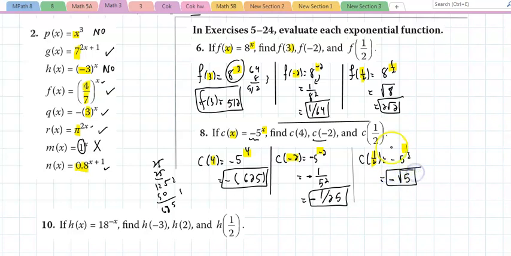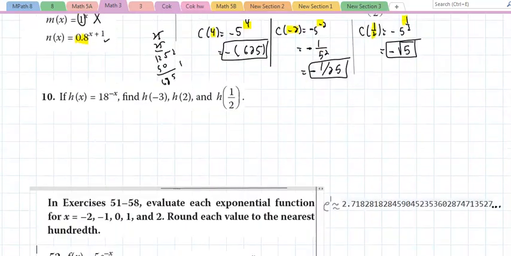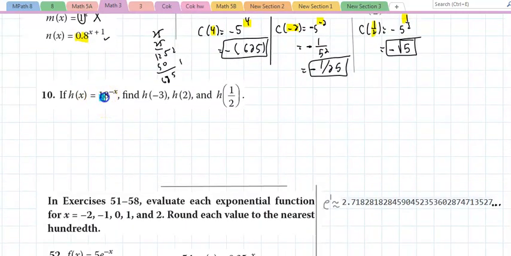Again, if they wanted the negative to be included, they would have put it in parentheses. They didn't, which means that the exponent of x belongs to the base, and the base happened to be just a 5. Just like here, the base is an 8. The next problem I'm looking at, the base happened to be 18. The only thing that's going to change is that value right there.